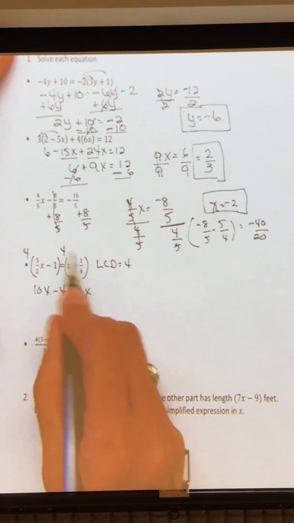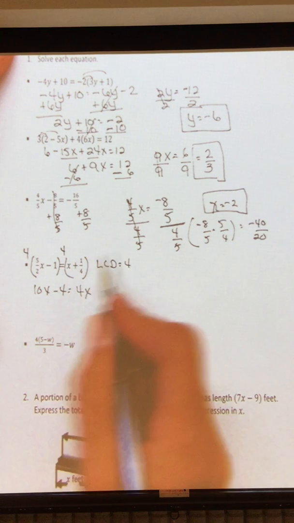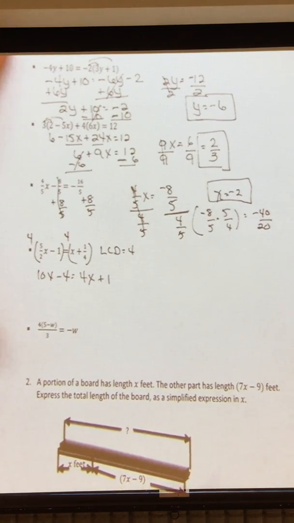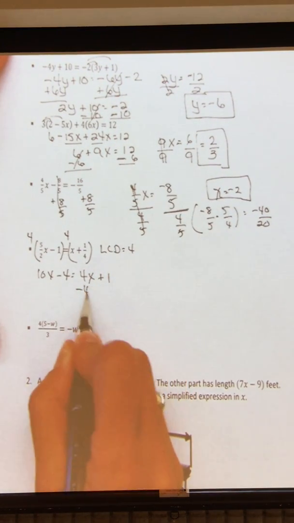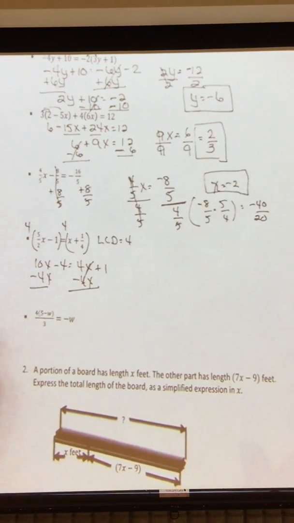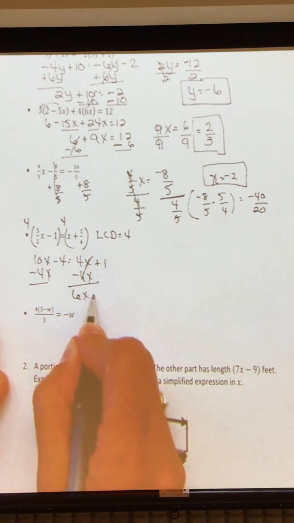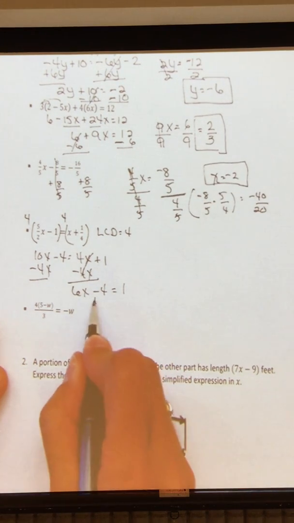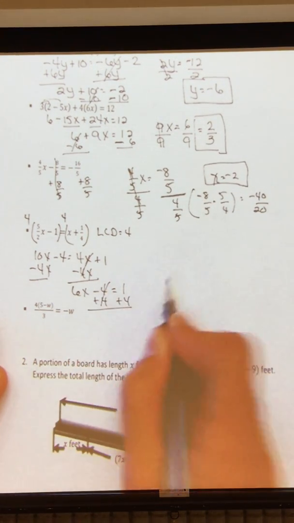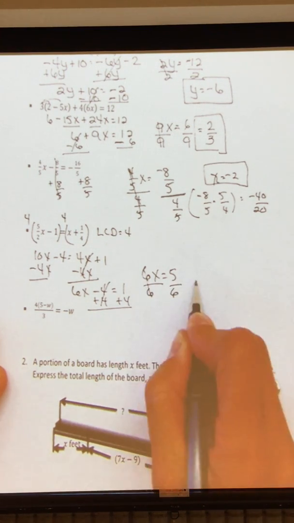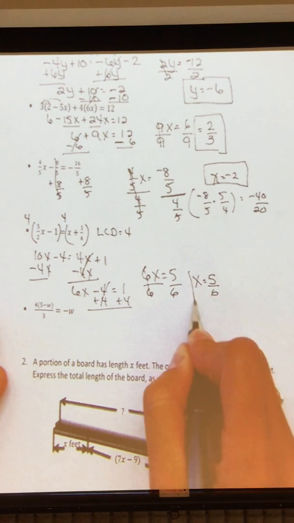And you have 4 times 1/4, which is 4 times 1 is 4, plus 1. 4 divided by 4 is 1. So now let us combine like terms. So here we can subtract 4x. So 10x minus 4x is 6x. So 6x minus 4 is equal to 1. So let's add the 4 to both sides. We have 6x is equal to 5. Divide by 6. x is equal to 5 over 6.